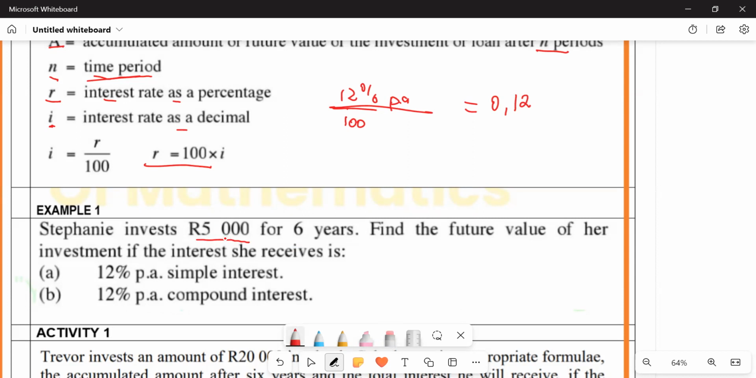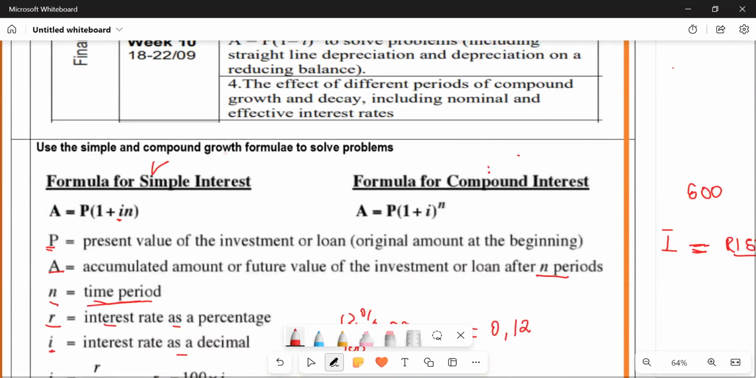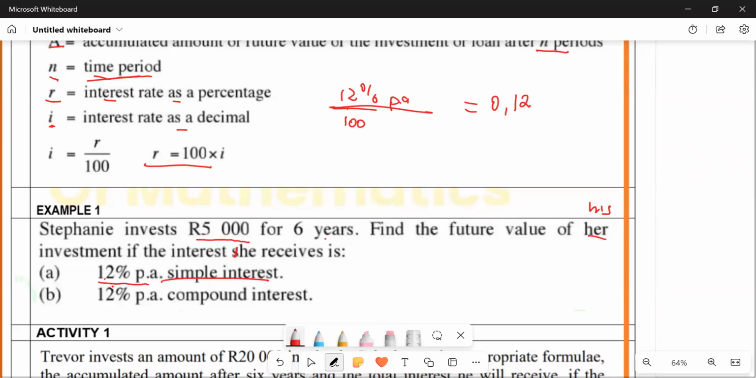So we have: also invest 5,000 for 6 years. Find the future value of his investment if the interest he received is 12% per annum simple interest. So here they say 12% per annum simple interest. There are two formulas that we can use here. We can use the simple interest formula. We can use the compound interest formula. So Elena now needs to decide which one to use. Am I going to use the simple interest or the compound interest? How did they know which they are going to use? It's because they said 12% per annum simple interest.